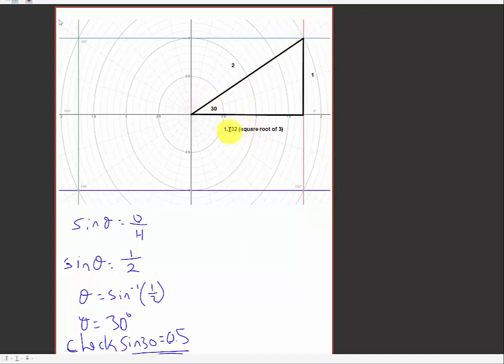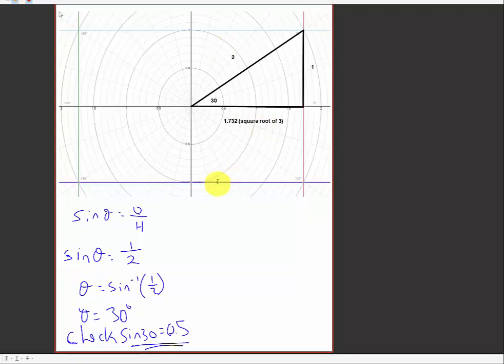The third side here, I found out because I knew that 2 squared is equal to 1 squared plus whatever this is squared, so that had to be √3. And then it works out. Okay, so sine theta equals opposite over hypotenuse. Sine theta equals 1 over 2. Theta is equal to 30 degrees. Or if I did sine theta, I get 0.5.